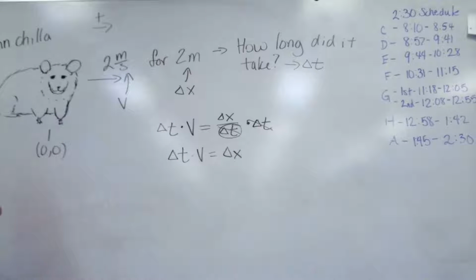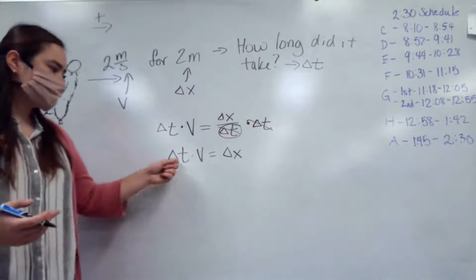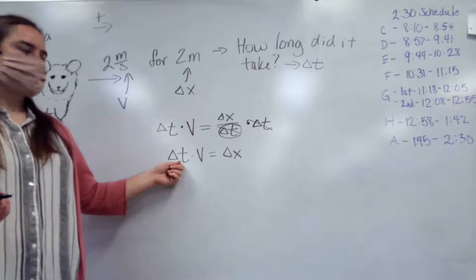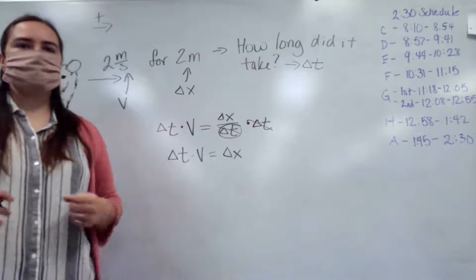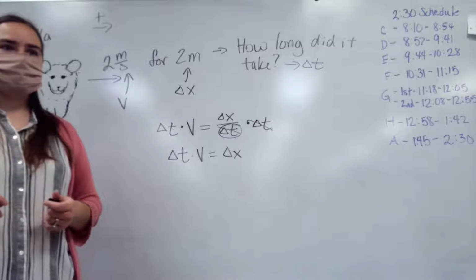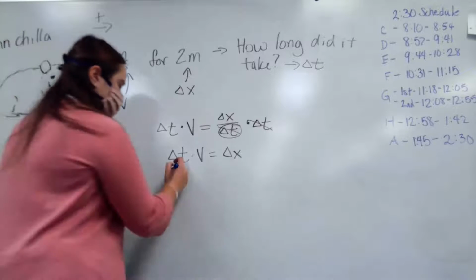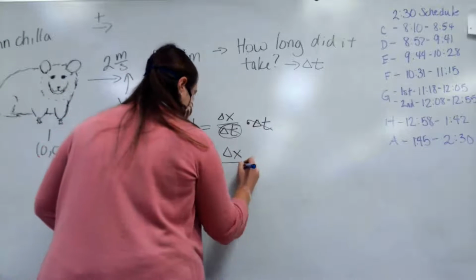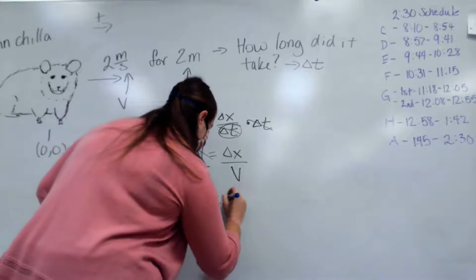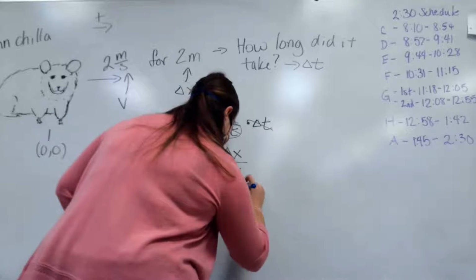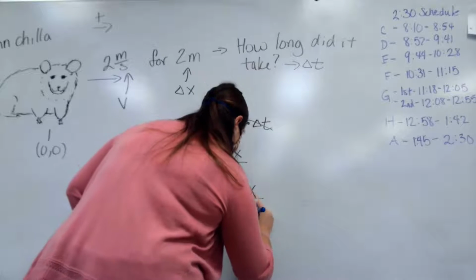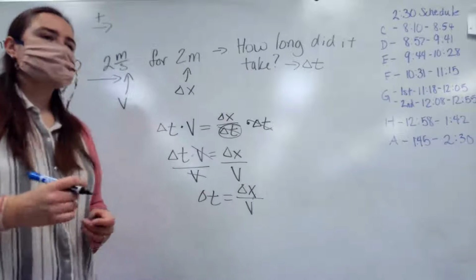But we can't stop here. Last time we were looking for delta x, it was fine. This time we're looking for delta t. We still need to get it by itself. How can we get the v to the other side? Anybody? Yep. Divide both sides by v. Our v will cancel out on this side. We get delta t equals delta x over our velocity.